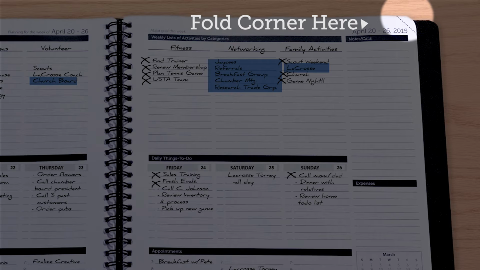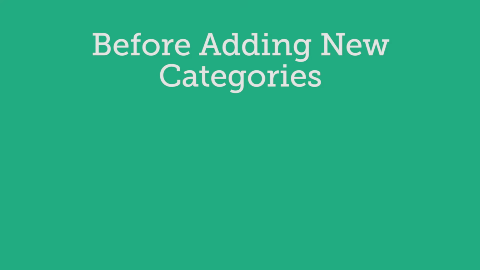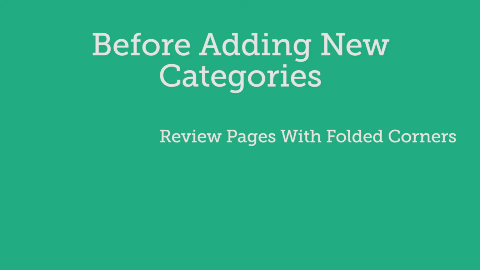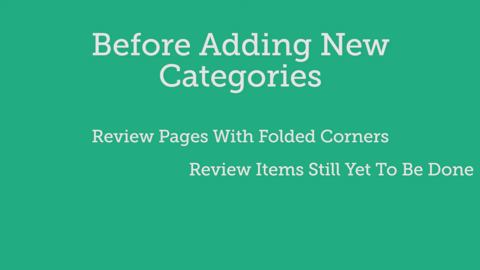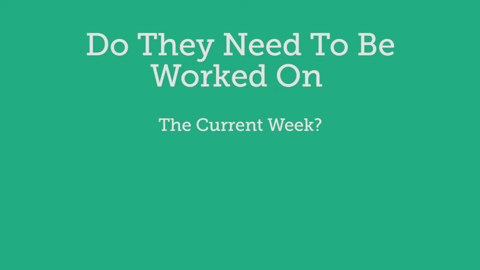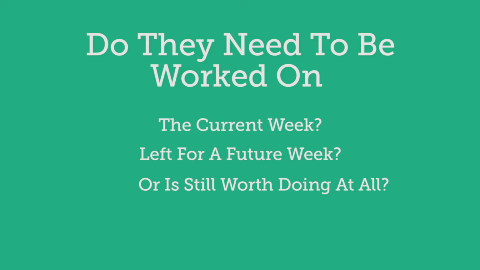What you didn't act on during that week can stay there until you decide that you need to act on it. With each new week, before adding new categories, look back and review any page with the folded corner. Review the items still yet to be done, then determine if they need to be worked on during the current week, left for a future week, or is still worth doing at all.